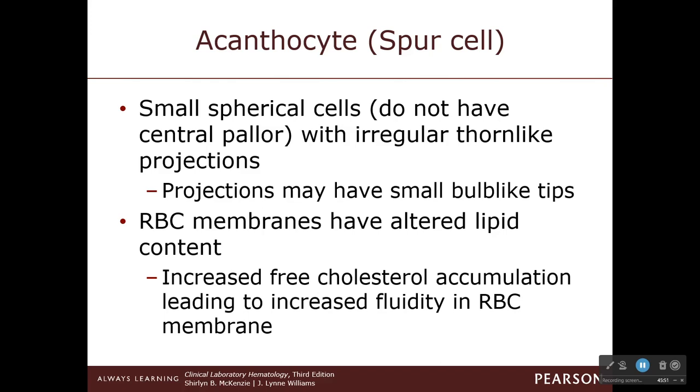Hypersegmentation: normally a seg should have 3 to 5 lobes, and hypersegmentation is 7 to 12. Those cells are also going to be really, really large. This is an indicator of pernicious anemia, vitamin B12 or folate deficiency. It's also known as megaloblastic anemia.